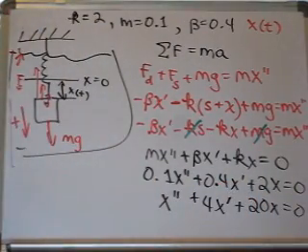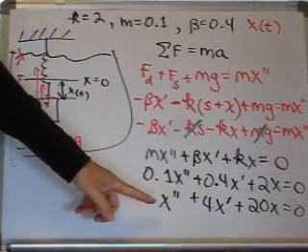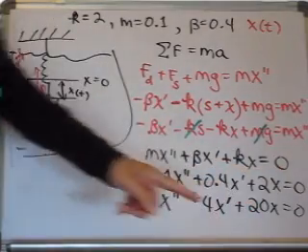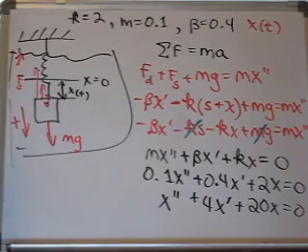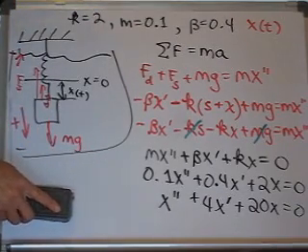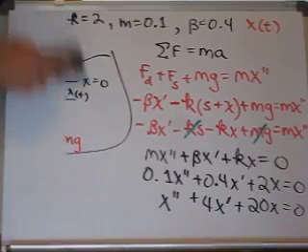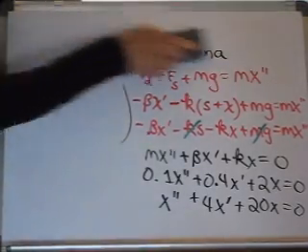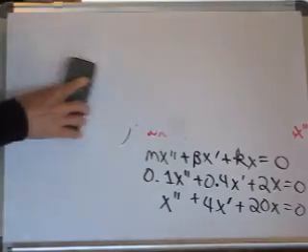Okay, so I need to actually solve this. It's a constant coefficient homogeneous differential equation. And so I can use the auxiliary equation, which is going to be r squared plus 4r plus 20 equals 0. Whatever those r's are, my solutions are going to be e to the rt, because x is a function of t. So let me write down the auxiliary equation next.